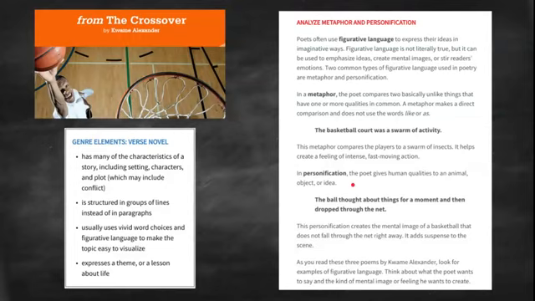Now, when we talk about personification, it's where you take an object and you give it the qualities of a person, okay, human qualities. And it doesn't just have to be an object, it can be an animal, it can be an idea. It's where you take something that's not human and you give it human qualities, okay? So, for example, the ball thought about things for a moment and then dropped through the net. Now, we're taking a ball, which is an object, clearly not a human, and we're giving it human qualities. The ball is thinking, which humans do, basketballs do not. But when you do personification, you are allowing it to have human qualities so that you can, number one, visualize it a little bit better and give it a little bit of life so that it appeals to you a little bit.